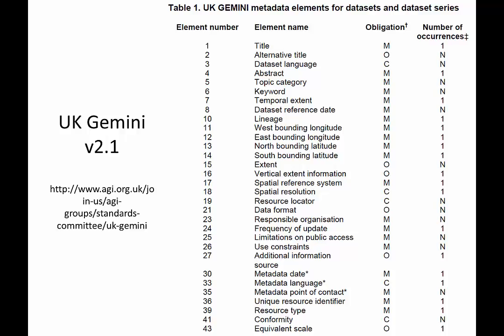Ms and Os and Cs. I don't know what the difference between an O and a C is. Anyway, three different categories: mandatory, non-mandatory, and something else, which we're not quite sure what it is. I'd have to read the standard again. And here we've got the number of occurrences. So there is only one title for each record, but there may be many alternative titles. There may be many data set languages. So for example, a data set may be supplied in both Welsh and English.